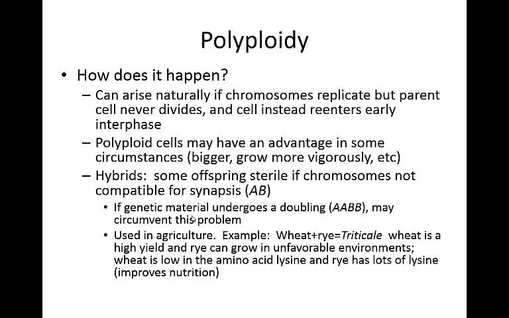If, however, that genetic information undergoes a doubling, so now you have 2 A's and 2 B's, that may help to circumvent this problem because the 2 A's can synapse, the 2 B's can synapse, and so on, and so there's not really as much of a problem.